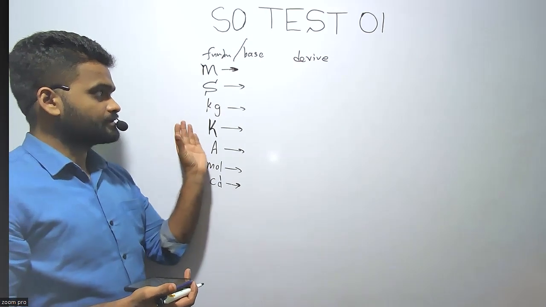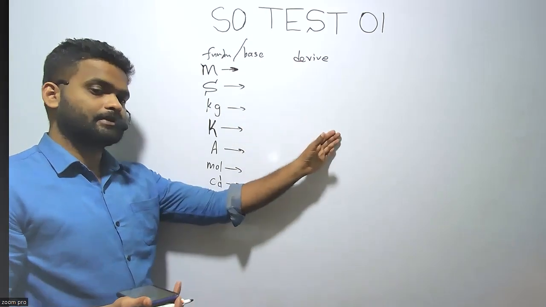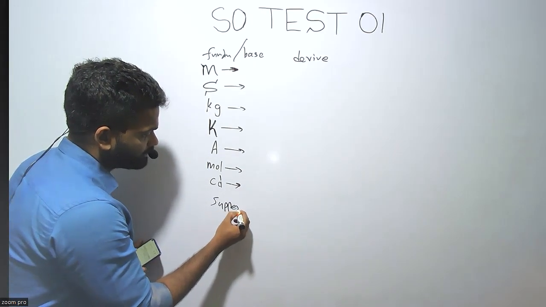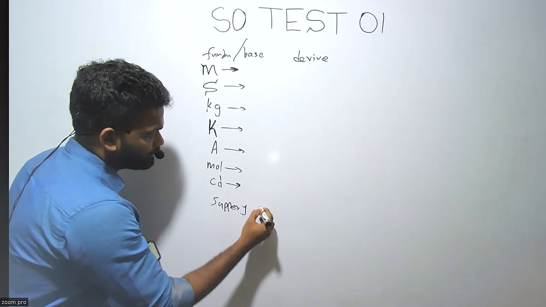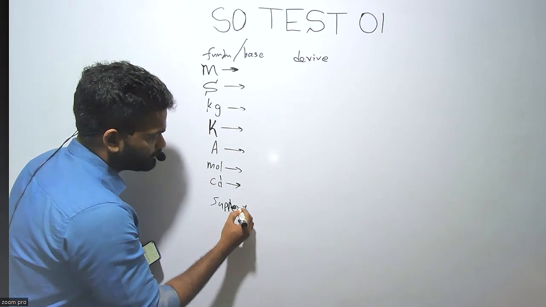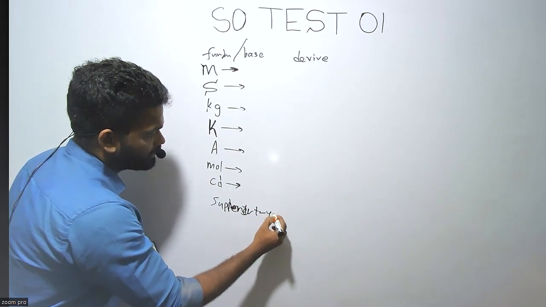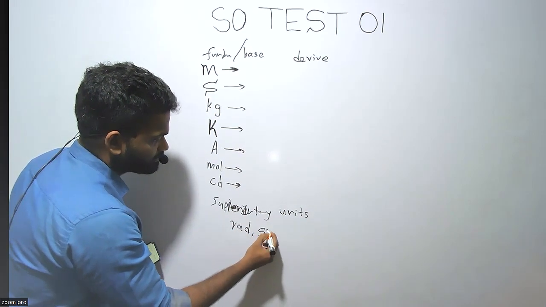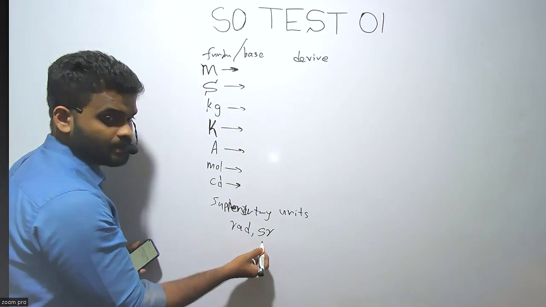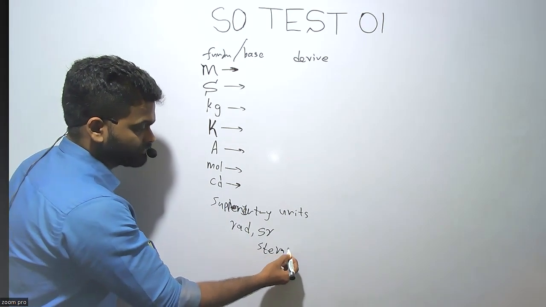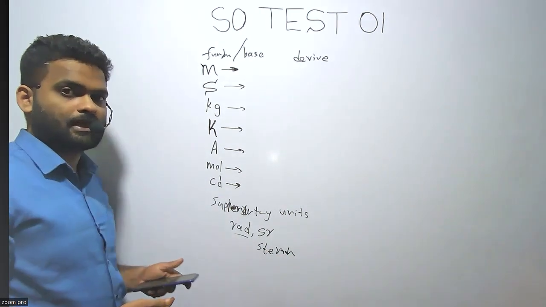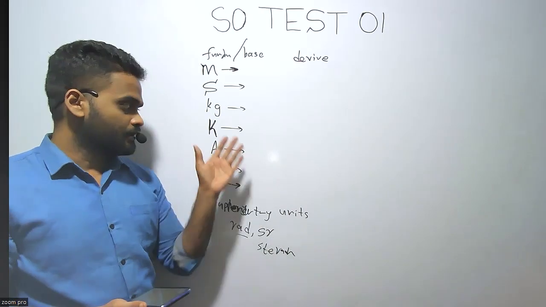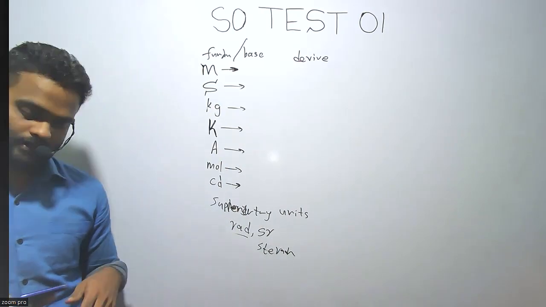Then, without falling into either of these categories, there is another category of units called supplementary units. Those are radian and steradian. These are the symbols, right? rad and sr. Radian is used to measure the plane angle, and steradian is used to measure the solid angle. So that is a quick revision of these units.